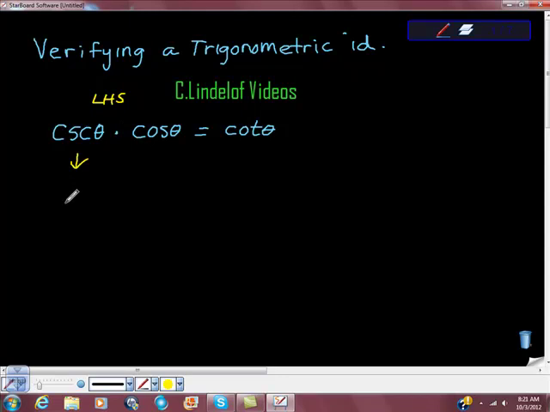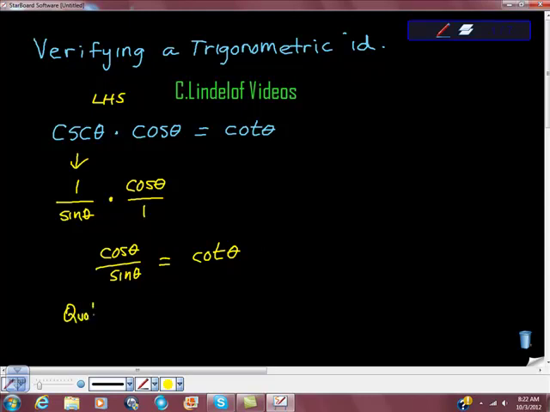Cosecant of theta is the same as 1 over sine theta. So 1 over sine theta here, times cosine theta over 1. If I multiply 1 times cosine, I get cosine theta over sine theta, which is equal to cotangent theta. Why is this true? In your book, it's called a quotient identity. Oftentimes, it's just called the tan or cotan identities. Either way, I'll call this a quotient identity, so quotient ID, and that's what I'm going to rest on.